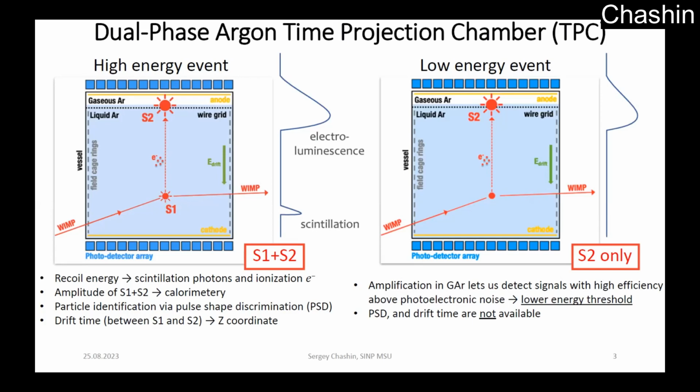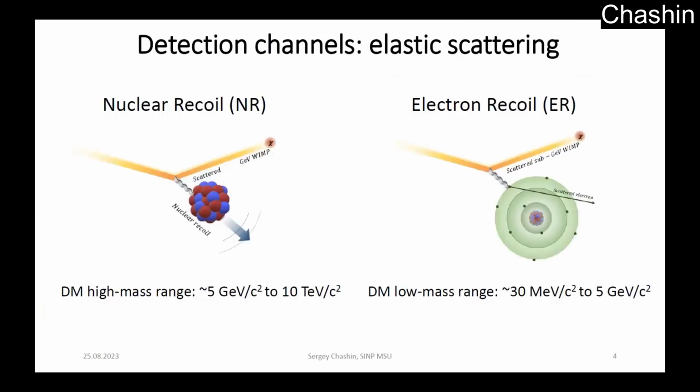But in this case, pulse shape discrimination and drift time are not available. So for detection channels, first of all, there is elastic scattering in the form of either nuclear recoil or electron recoil. In the case of nuclear recoil, due to the high mass of the nucleus, the search sensitivity is higher in the high mass range of dark matter, up from about 5 giga-electron volts.